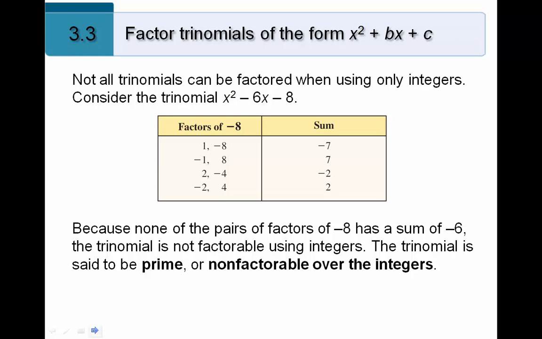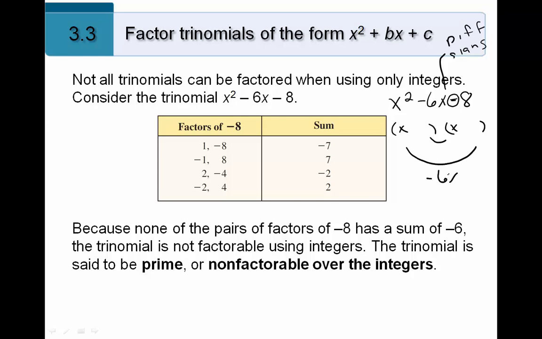If I look at that, let me just see if I can put it off to the side. If you factor it the way we've been doing it, we would say, okay, our signs have to be different because this is negative, right? You draw your two sets of parentheses. You know x times x is x squared. And you know your inner and your outer have to add up to negative 6x.